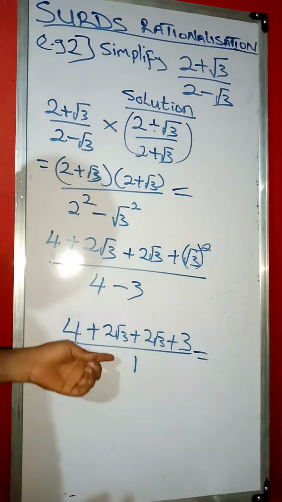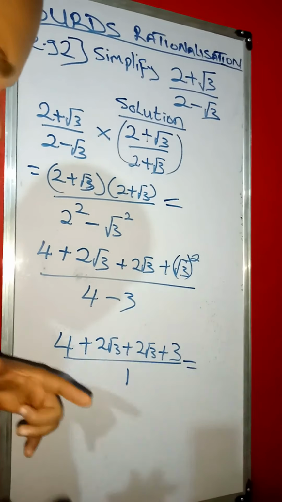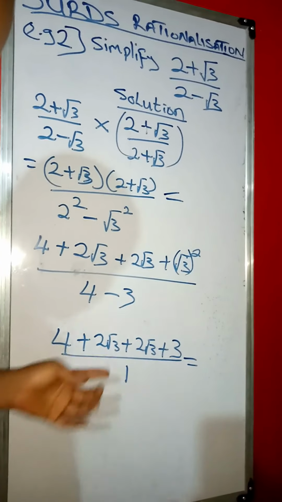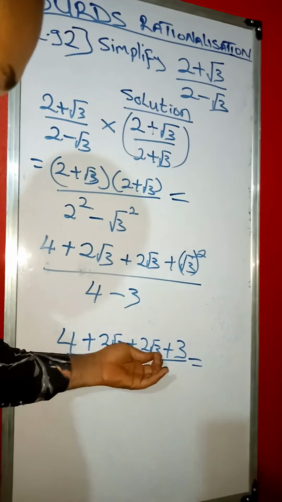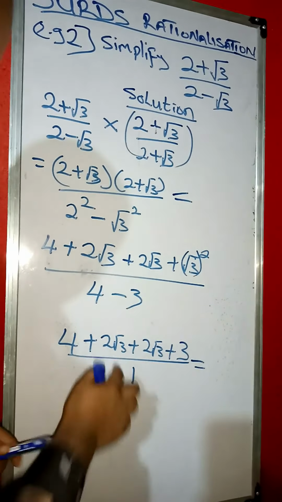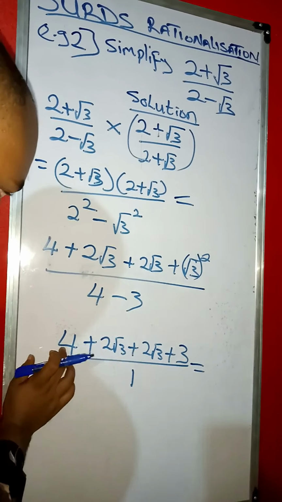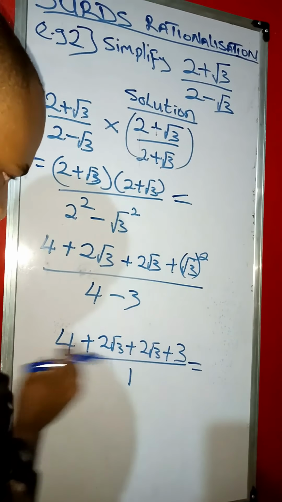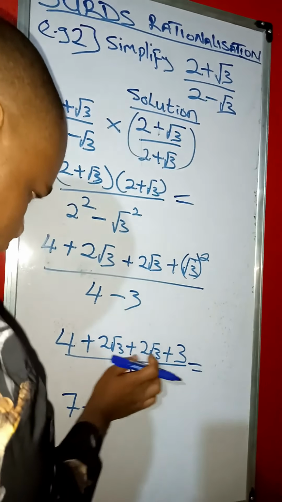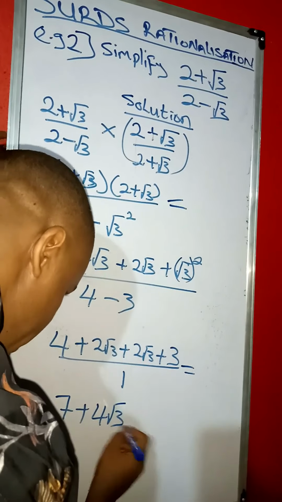I'm having a similar surd here. I'm having root 3. I'm having root 3. Remember when we treated similar surd, we say the similar surd is a surd that the irrational number is the same. This is an irrational number root 3. This is another irrational number root 3. They are the same. And in addition of similar surd, I'll just add my rational numbers. So this is 4. This 4 looks like this. So 4 plus 3 is what? 7. Plus 2 root 3 plus 2 root 3 is 4 root 3.